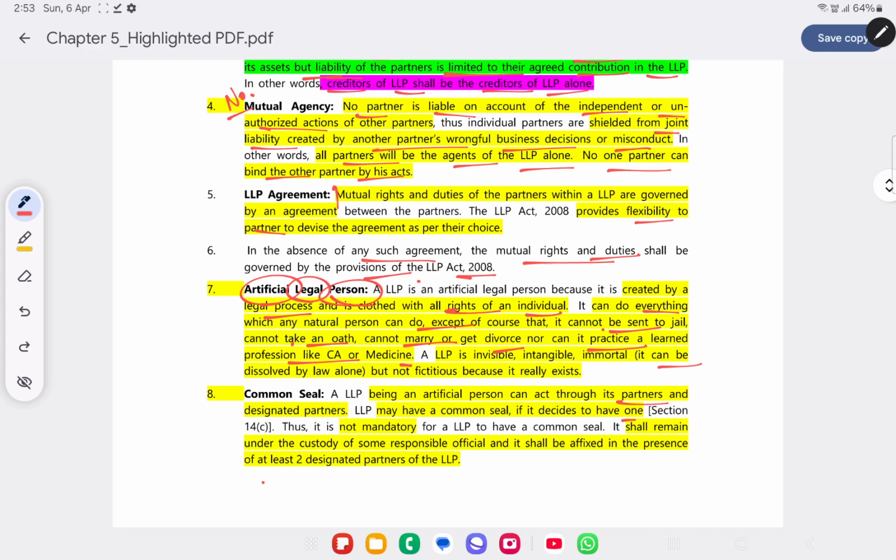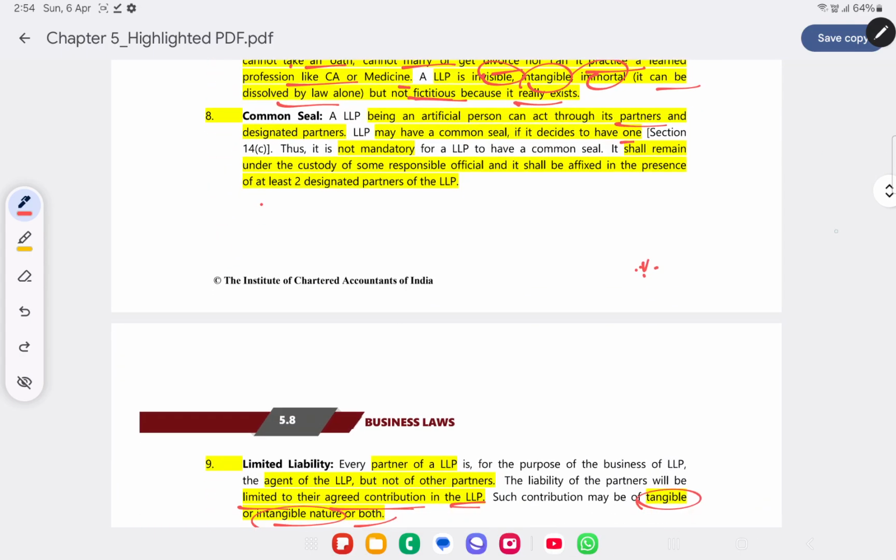For example, it can hold, acquire or sell property in its name. It can enter into any contract. It can sue any third party, and any third party can sue the LLP. But generally it cannot do certain activities which a human can do. It's invisible, intangible, immortal. Immortal because it can continue regardless of change in the members of the LLP. It's intangible, and also invisible. It can be dissolved by law alone. It's not fictitious. It's not something that is bogus because it really exists.